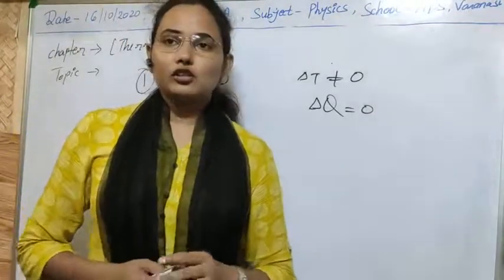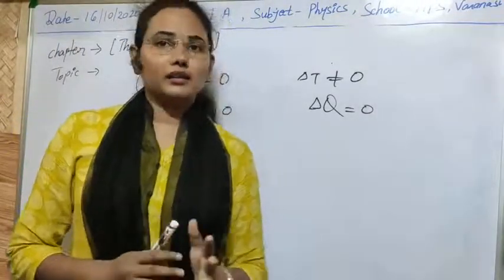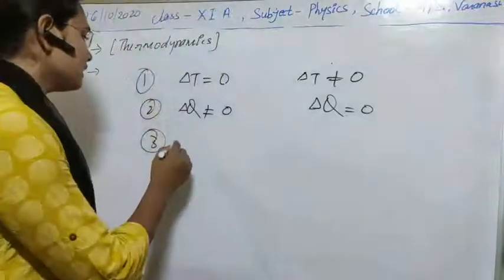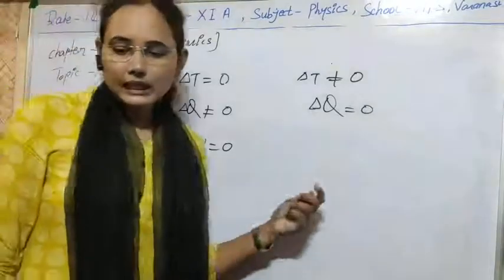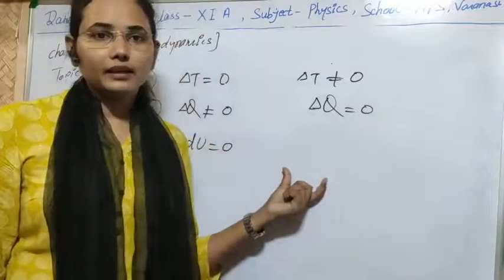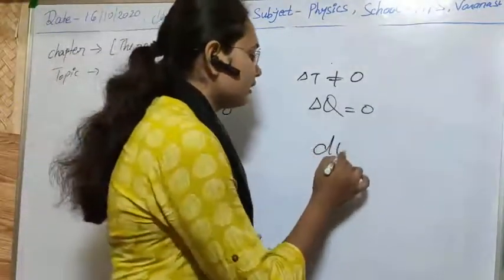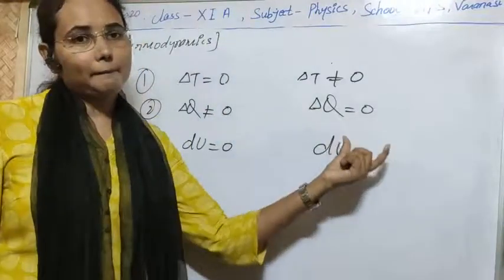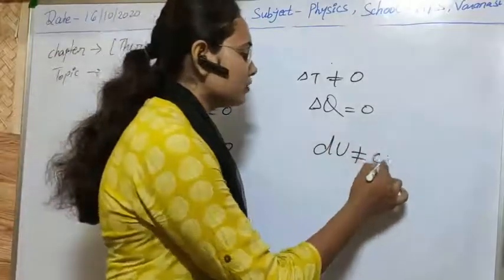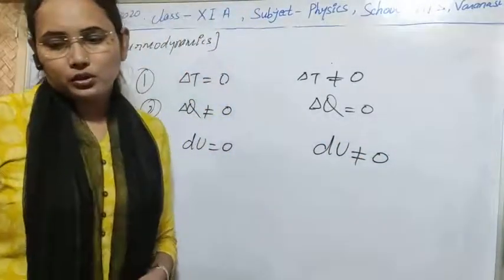Fourth factor is that in the case of isothermal, the internal energy does not change. It means that the change in internal energy is equal to 0. But in the case of adiabatic, there are some internal energy changes as the temperature is changing. So this will not be equal to 0.